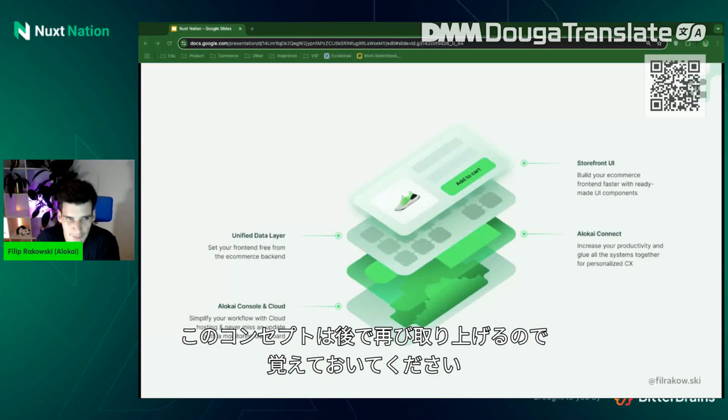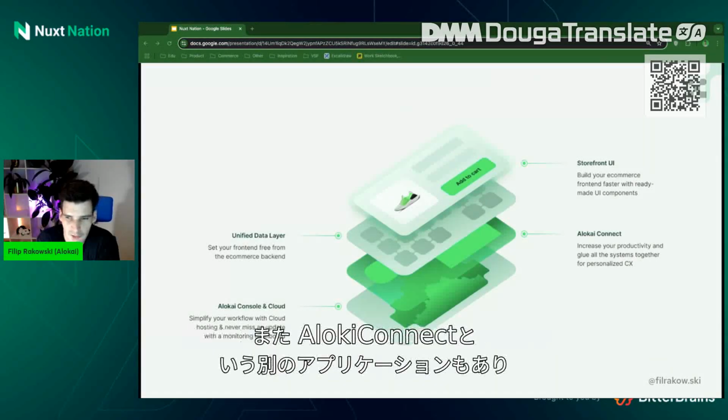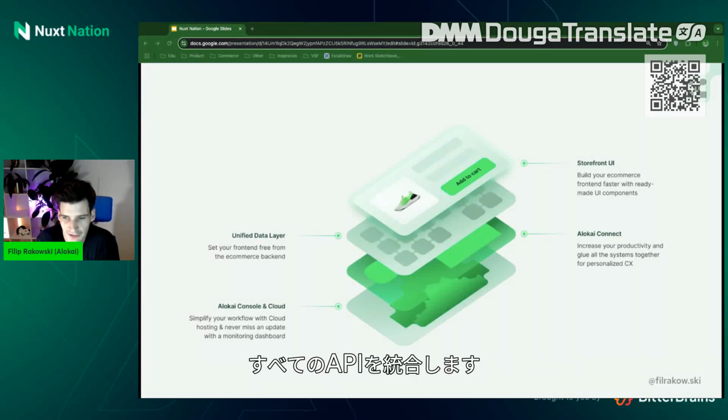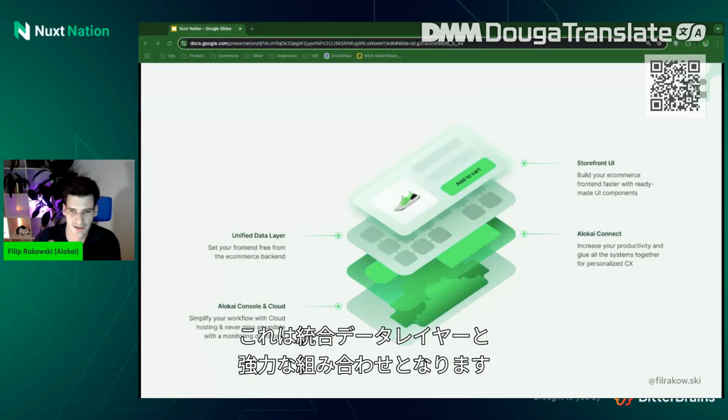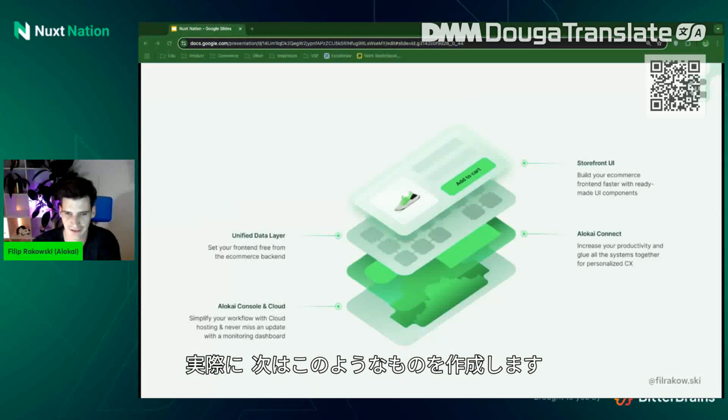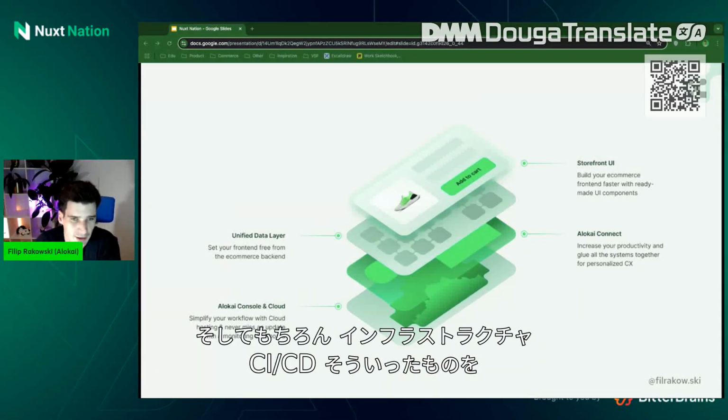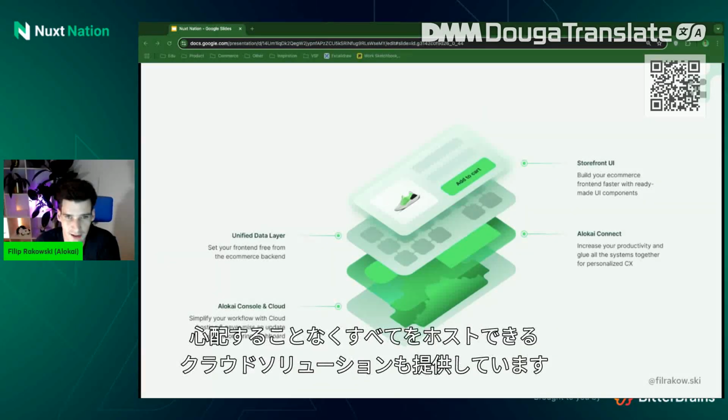And remember this part because we'll be getting back to this concept. We also have Alokai Connect, which is like a separate application where you connect all the APIs together. So it's kind of a powerful combination with a unified data layer, and we'll be actually recreating something like this in Nuxt. And obviously, we also have a cloud solution where you can host all of it without really worrying about the infrastructure, CI/CD, and this sort of stuff.